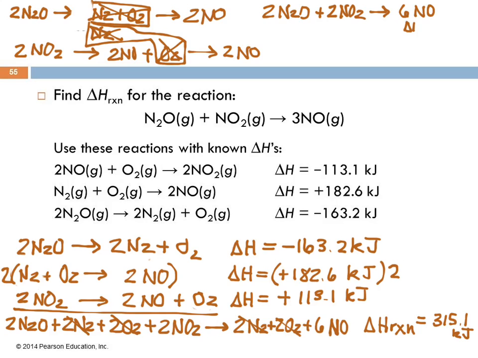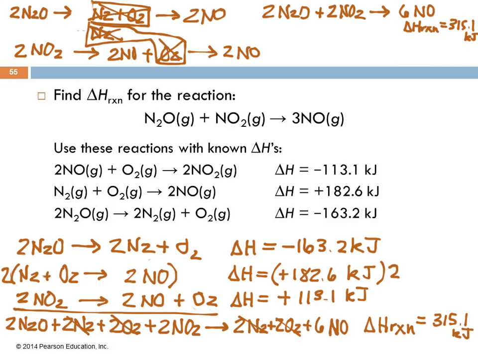I'm going to bring that up here. 315.1 kilojoules. Is this the reaction I was asked to find delta H for? No. I need to divide all these reaction coefficients by 2. If I divide that by 2, I need to do the same thing to delta H.